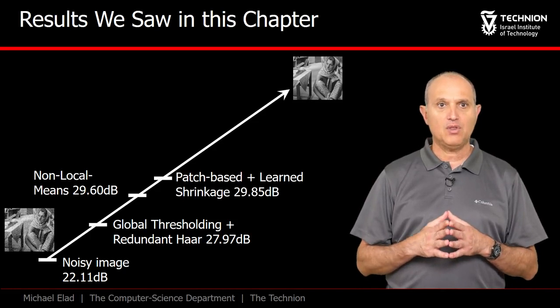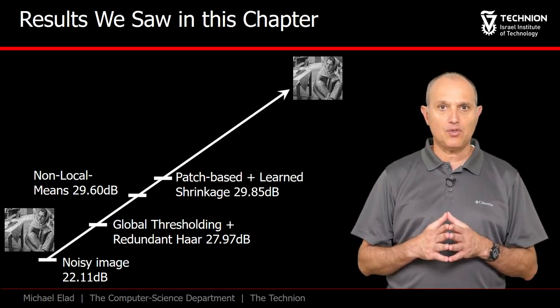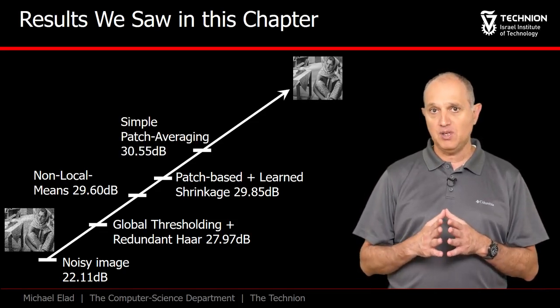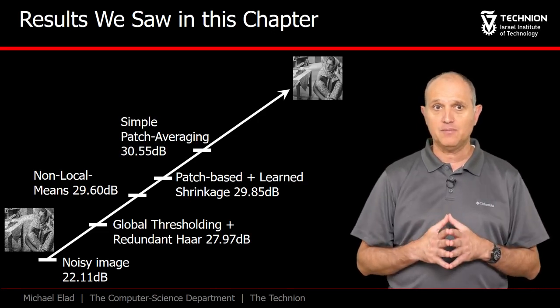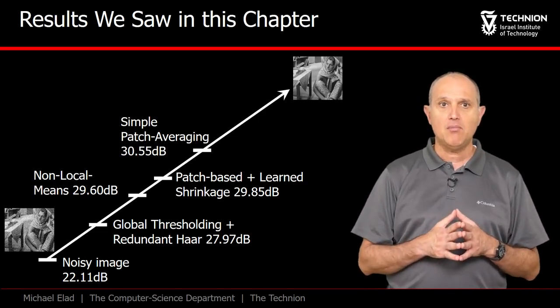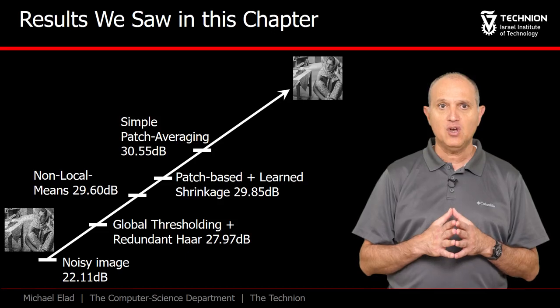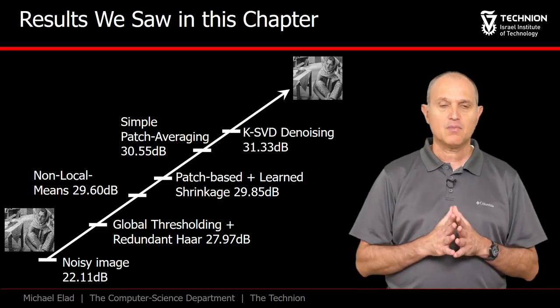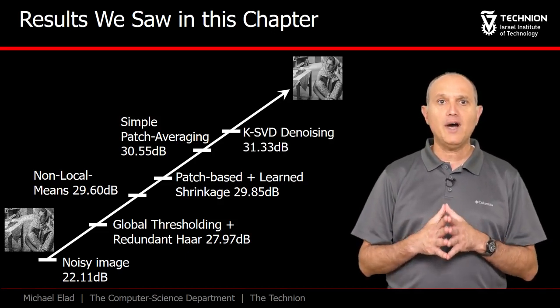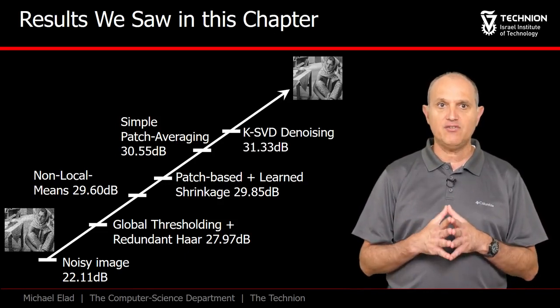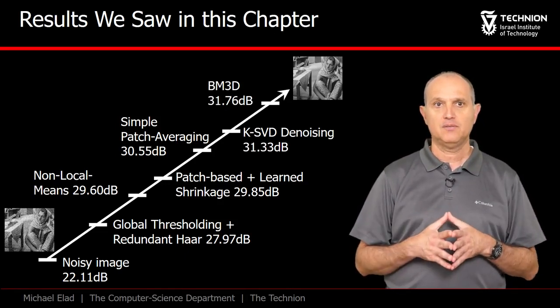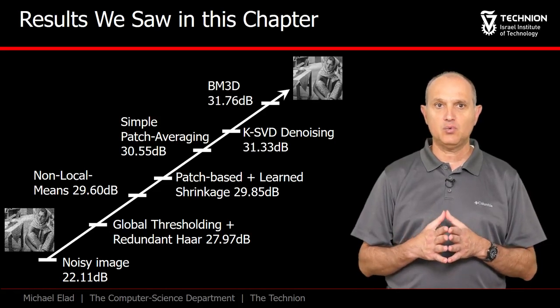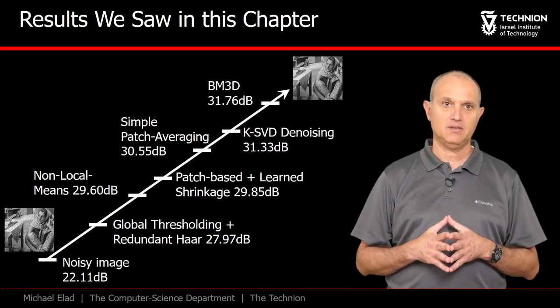Patch-based filtering with learned shrinkage got quite close to 30 dB from below, while the simpler patch averaging did slightly better. Perhaps this could be explained by the ineffective training of the curves on images of different nature. KSVD denoising performed quite well, and we have seen several methods that improve over it. BM3D gave the best results we have seen on the Barbara experiment.